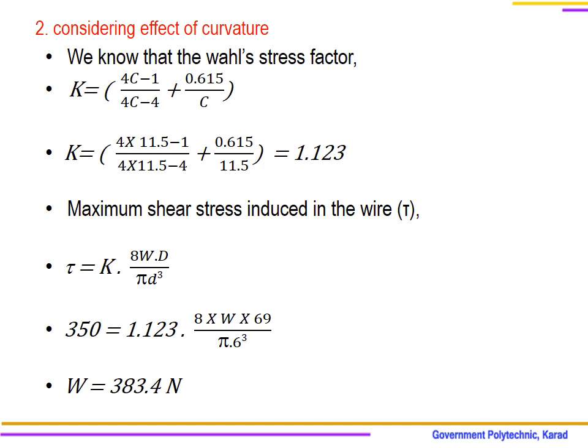Earlier it was taking 412 Newton load. Now the spring is able to take less load. It shows that we have to consider the effect of curvature because it is going to weaken the spring. So W in this case comes out to be 383.4 Newton.